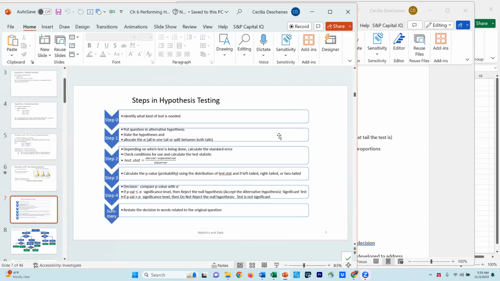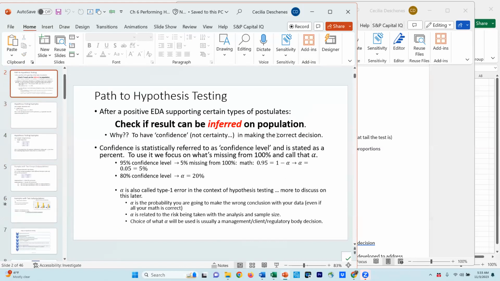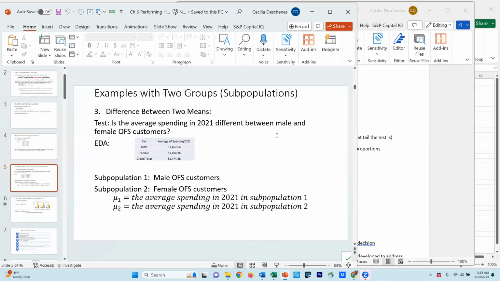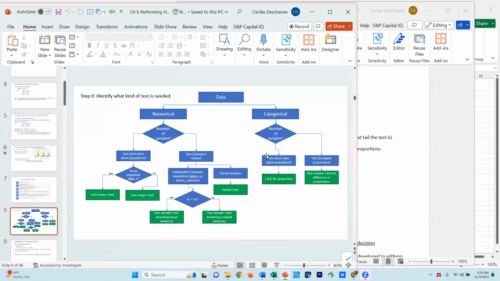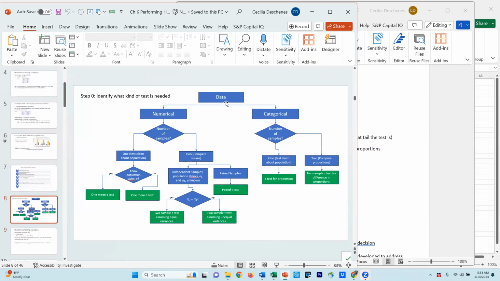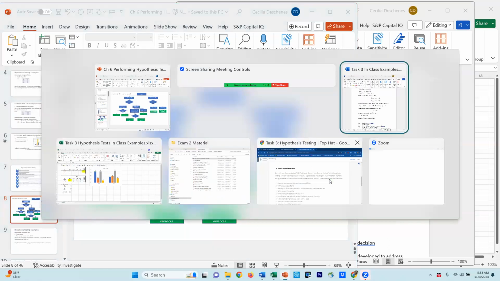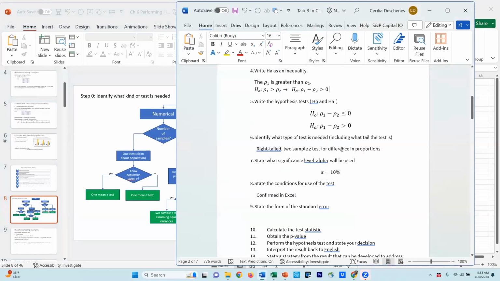And so, by the way, in the slide deck there are also notes on how every single one of these different types of hypothesis tests works. Okay, so the one where we're at was data categorical, number of samples 2, compare proportions. So it's a 2 sample z-test for the difference in proportions. So we're going to capture that here.